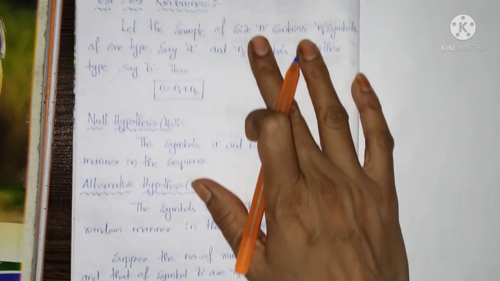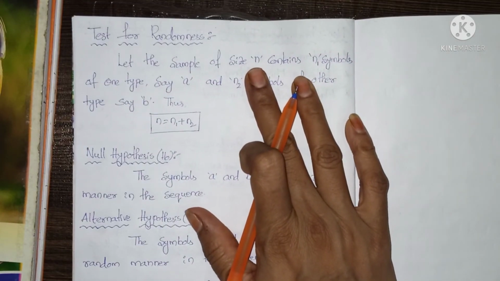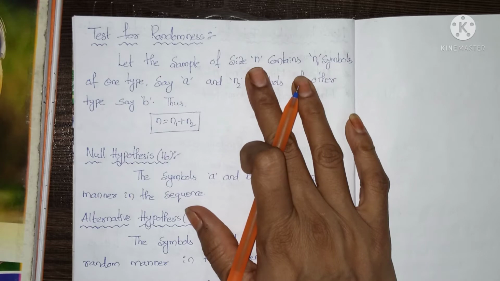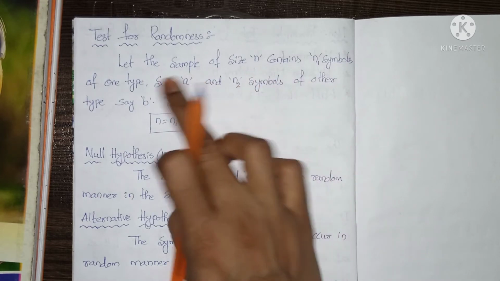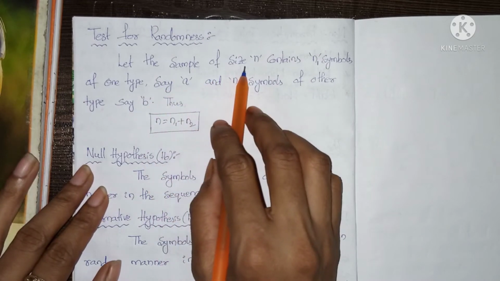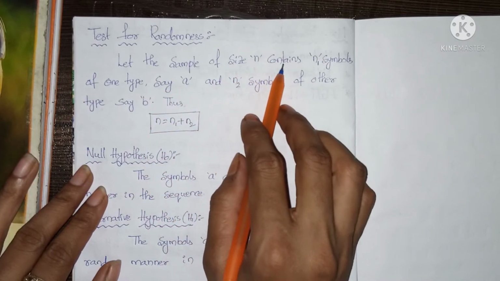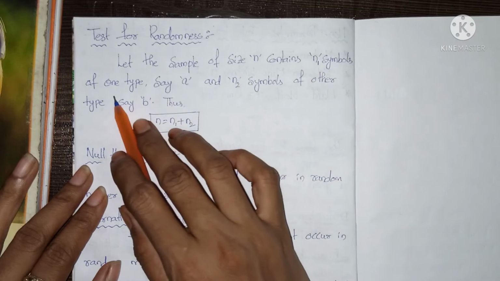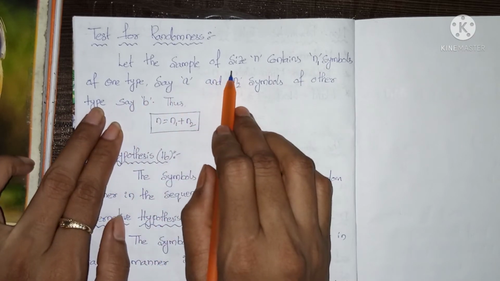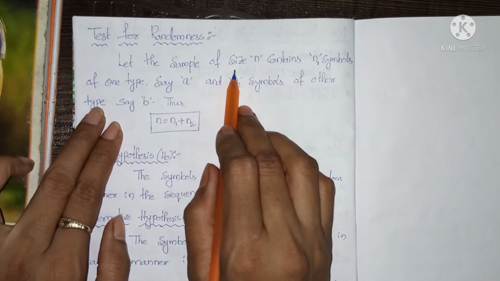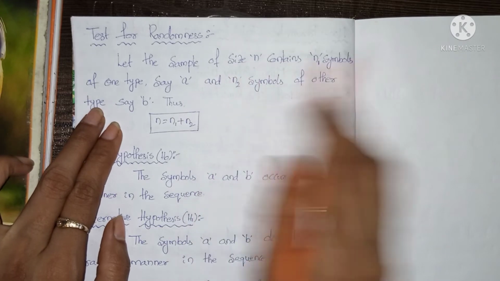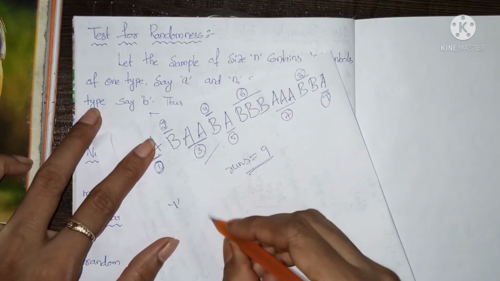So randomness, in the sense I have told you, is nothing but whether the sequence of letters is in a pattern, whether it follows any pattern or not. We are going to test that. Let the sample of size n contain n1 symbols of one kind. What is the size of the sample? N. The sample size is n.